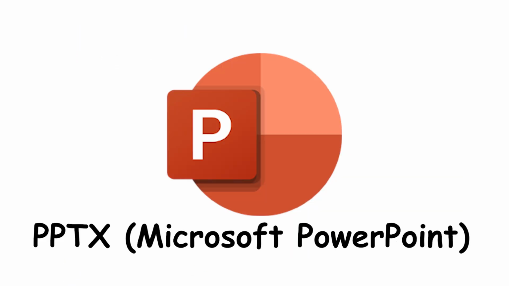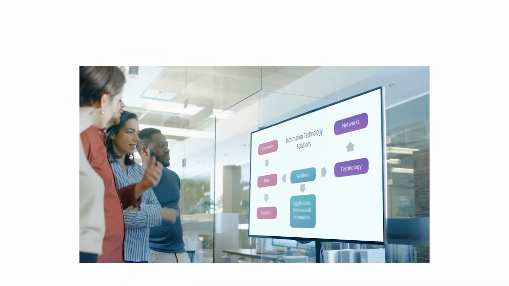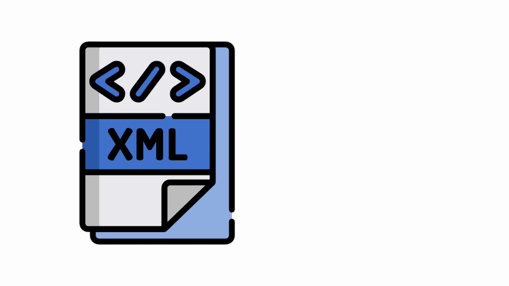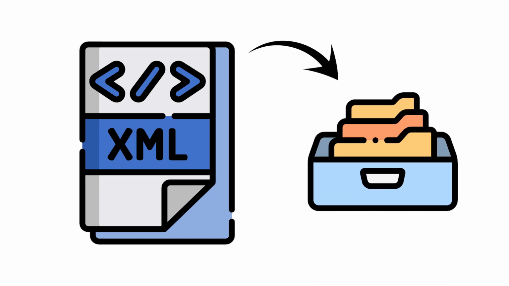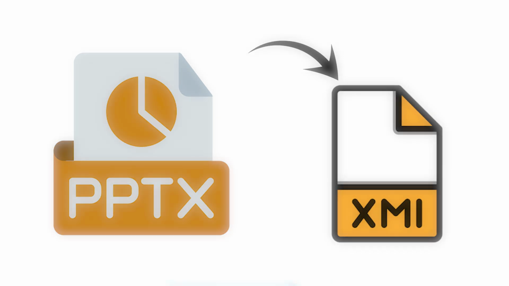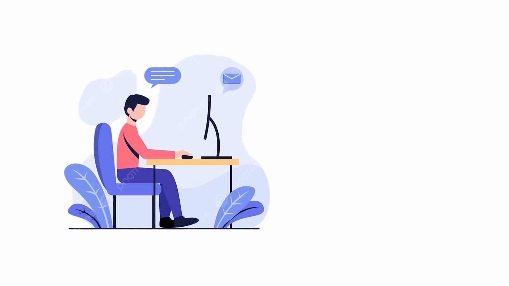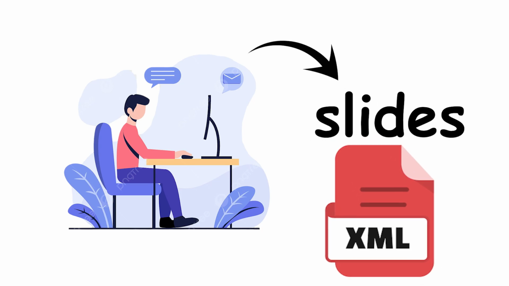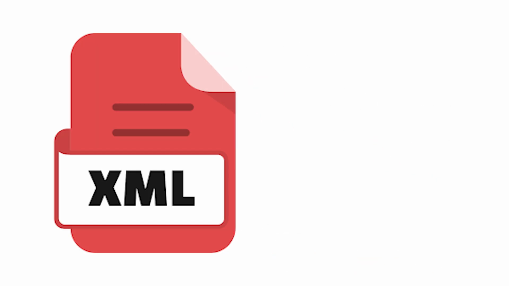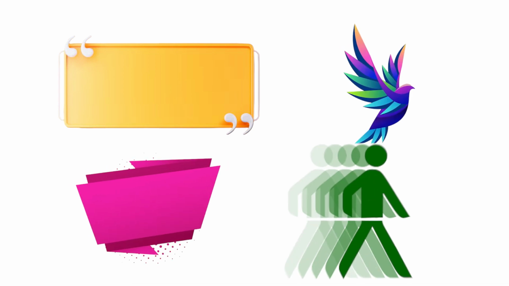PPTX, Microsoft PowerPoint. PowerPoint is also a zip file, and every slide you've ever made is its own XML document inside that archive. PPTX uses the same Office Open XML standard as DOCX. Rename it to zip, extract it, and you'll find a folder called Slides with one XML file per slide. Each XML file describes the position, size, and content of every element on that slide: text boxes, images, shapes, animations.